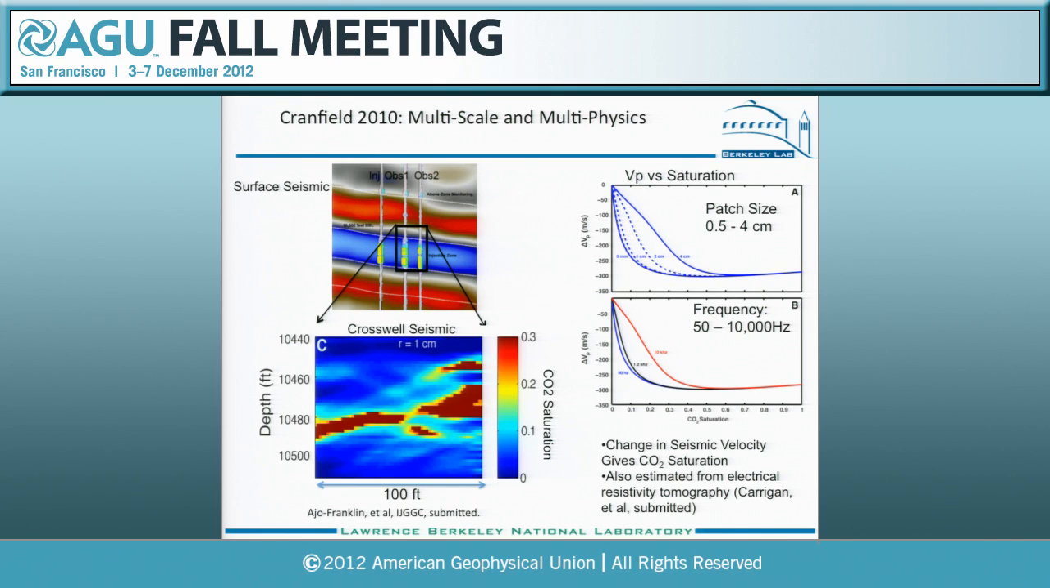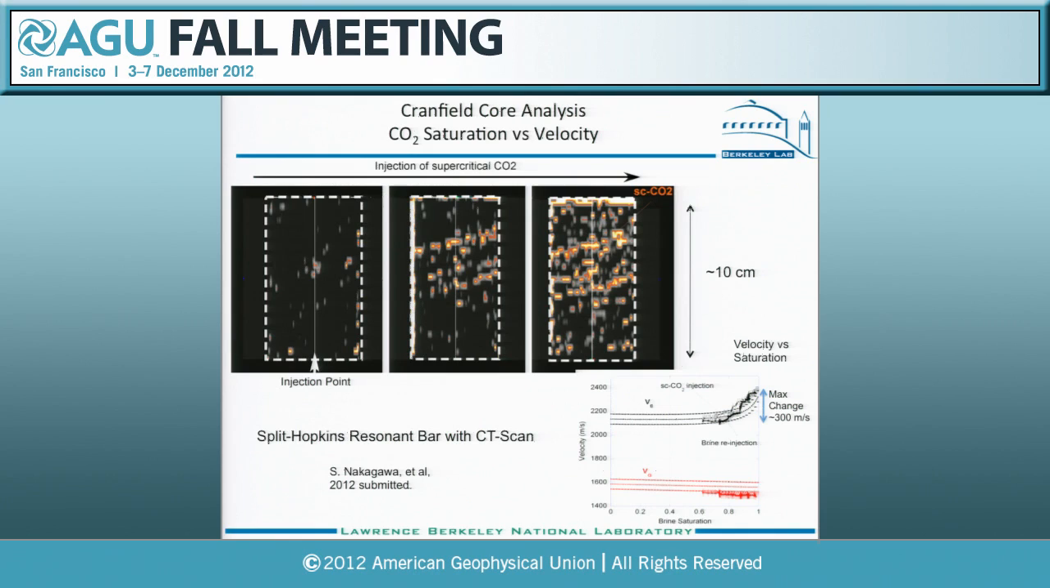So to try and get at this patch size, we're driven to even smaller scale measurements, which is core scale measurements. So we did this here for Cranfield, and you're looking at a CAT scan image of a core, a piece of rock that's had CO2 injected in it, and the bright spots you can see are where the CO2 has accumulated. So we measure the velocity in this rock, we can get the saturation from this CAT scan image, and we can get the relationship between velocity and saturation, and from that we can even estimate the patch size, which to some extent we can see from the CAT scan imaging.